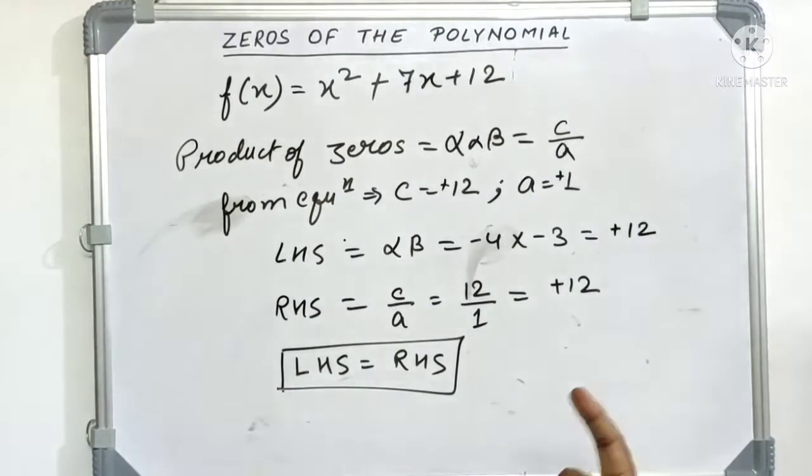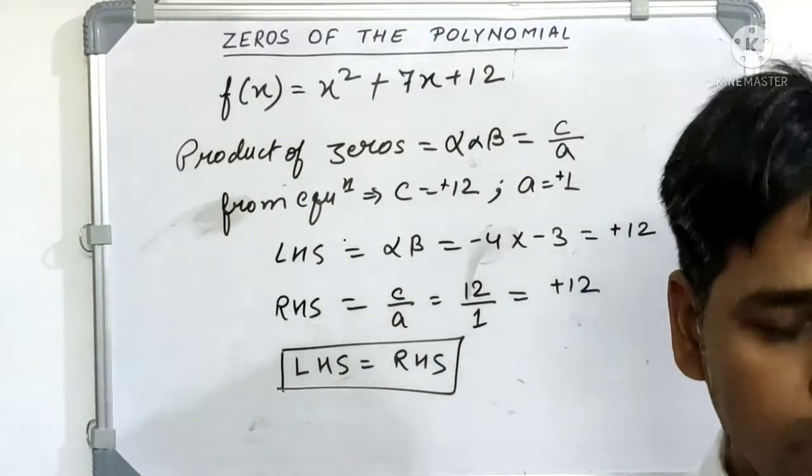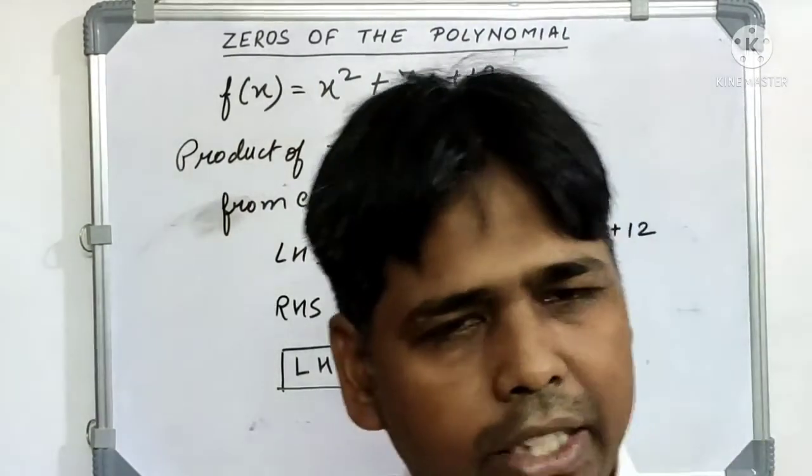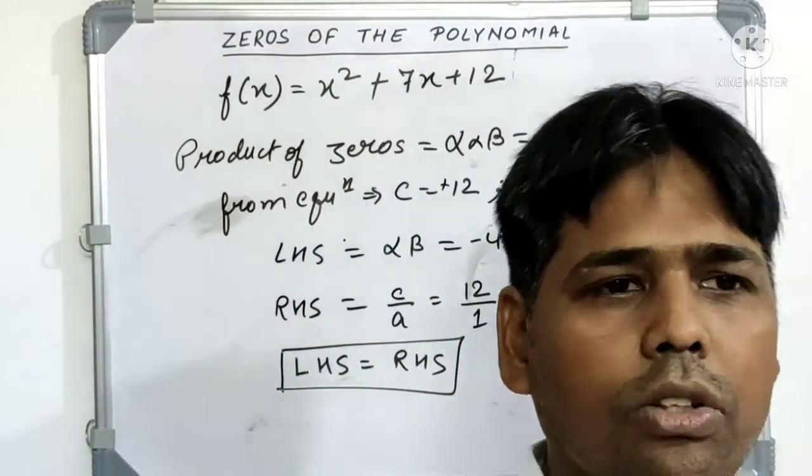So this was for the quadratic equation, and we will be looking into finding the zeros for cubic and biquadratic polynomials in the coming videos.